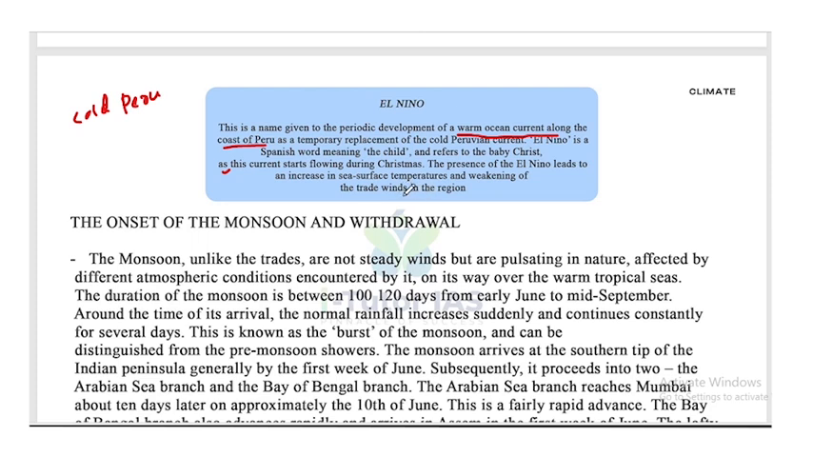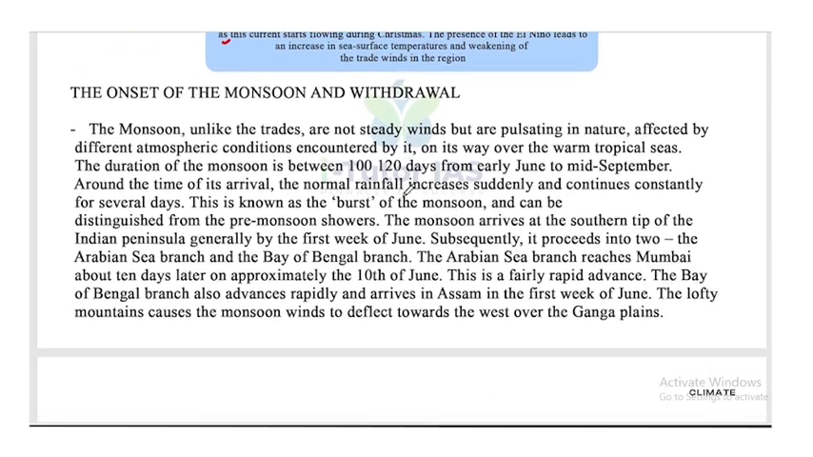Now, the onset of the monsoon and withdrawal. The monsoons, unlike the trades, are not steady winds but are pulsating in nature, affected by different atmospheric conditions encountered on their way over the warm tropical seas. The duration of the monsoon is 100 to 120 days, from early June to mid-September.